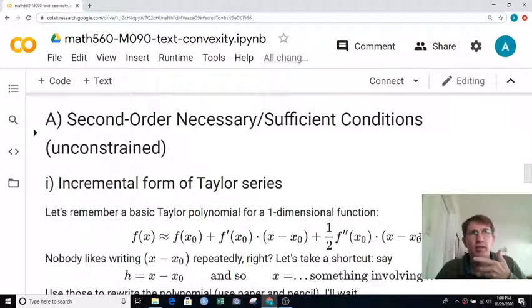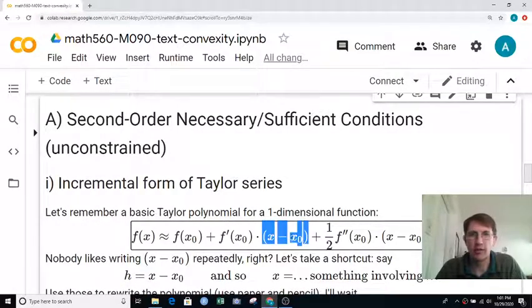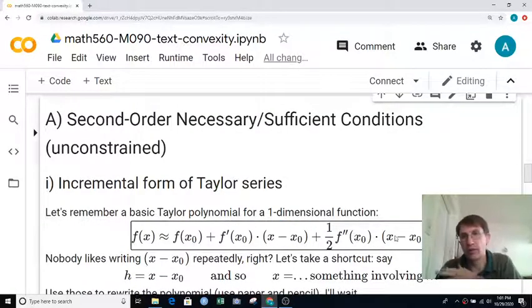I'm going to keep saying Taylor series. Really what I mean is Taylor polynomials. We're just doing a few terms rather than the infinite series. So you probably, when you were first learning Taylor polynomials, didn't like writing x minus x0 or x minus c or something over and over again. So let's try to streamline that.